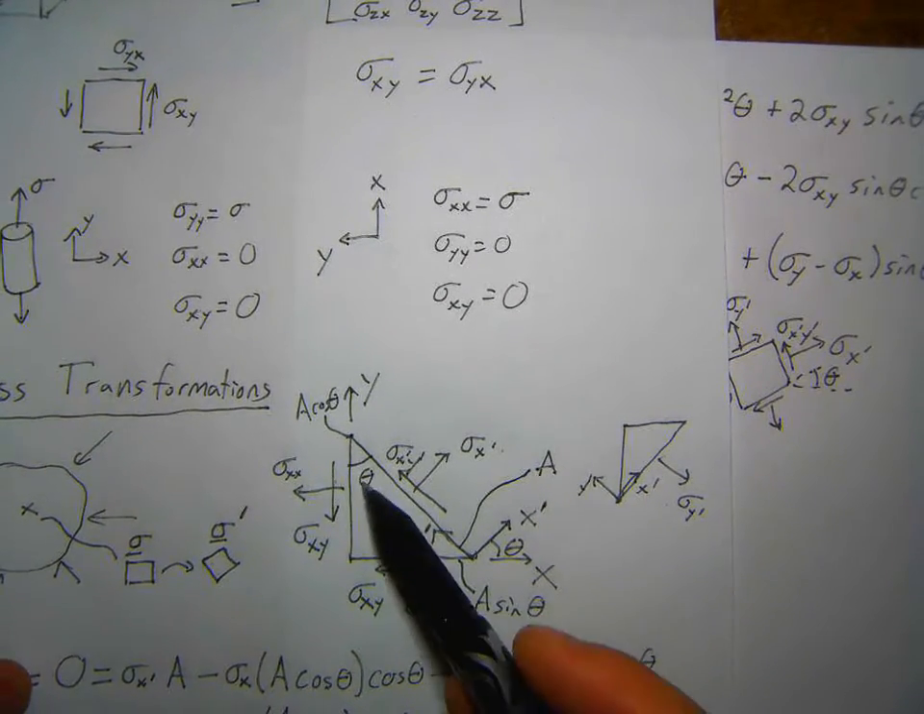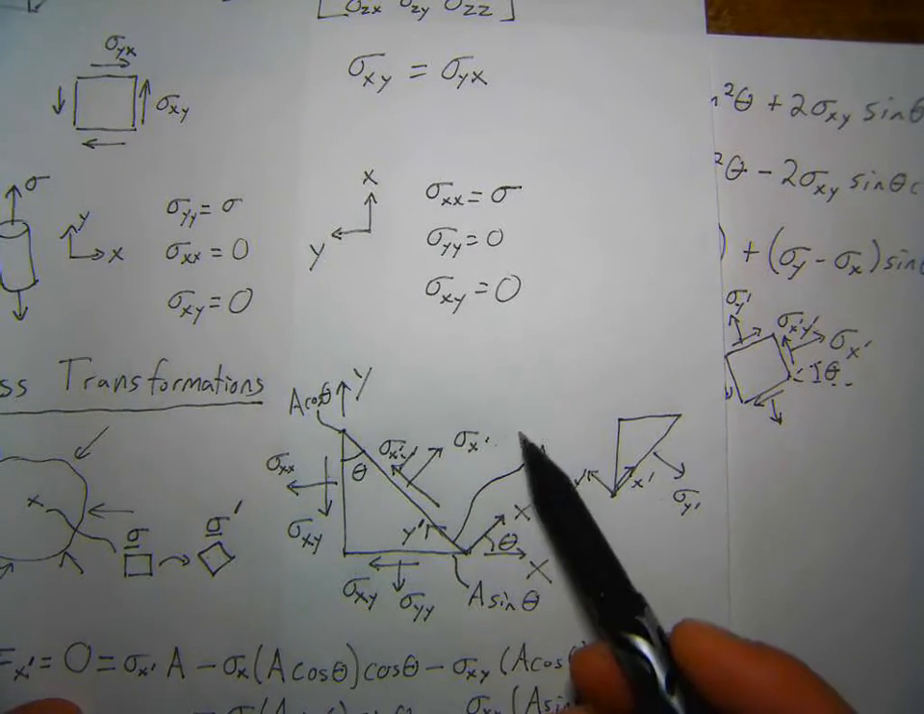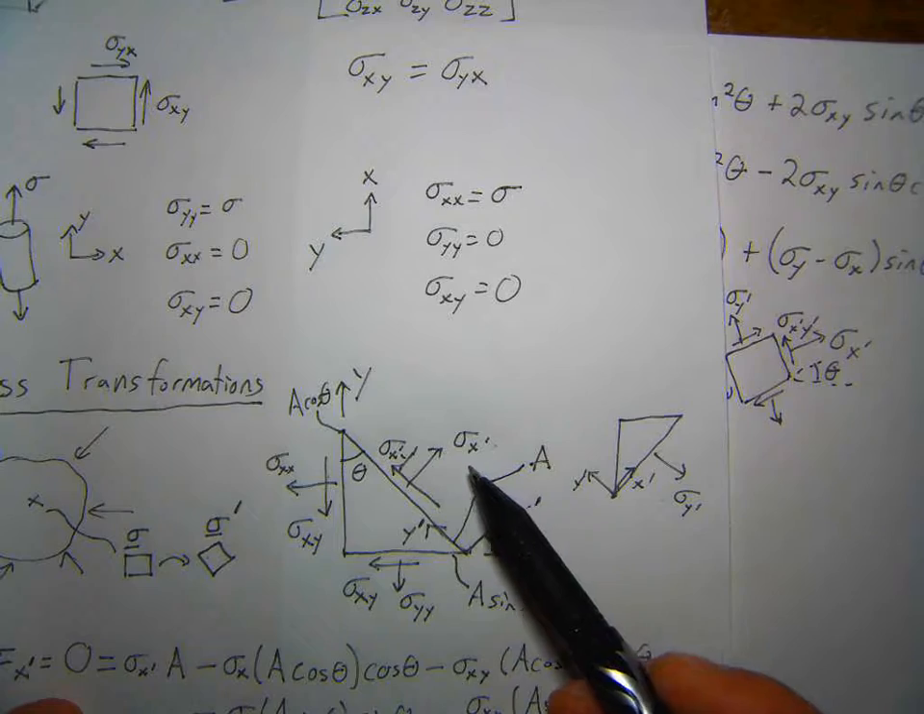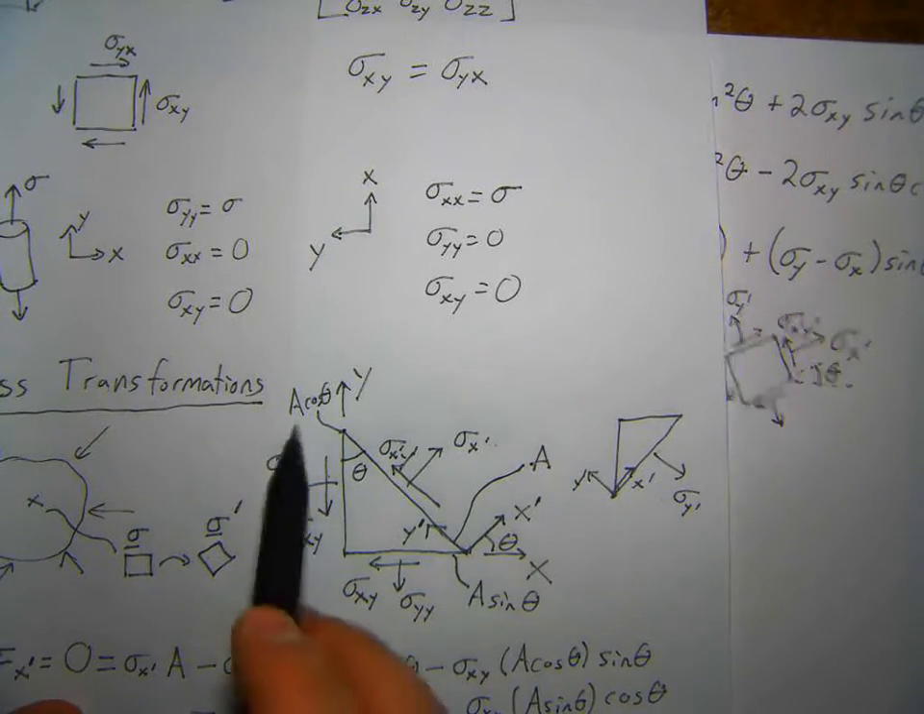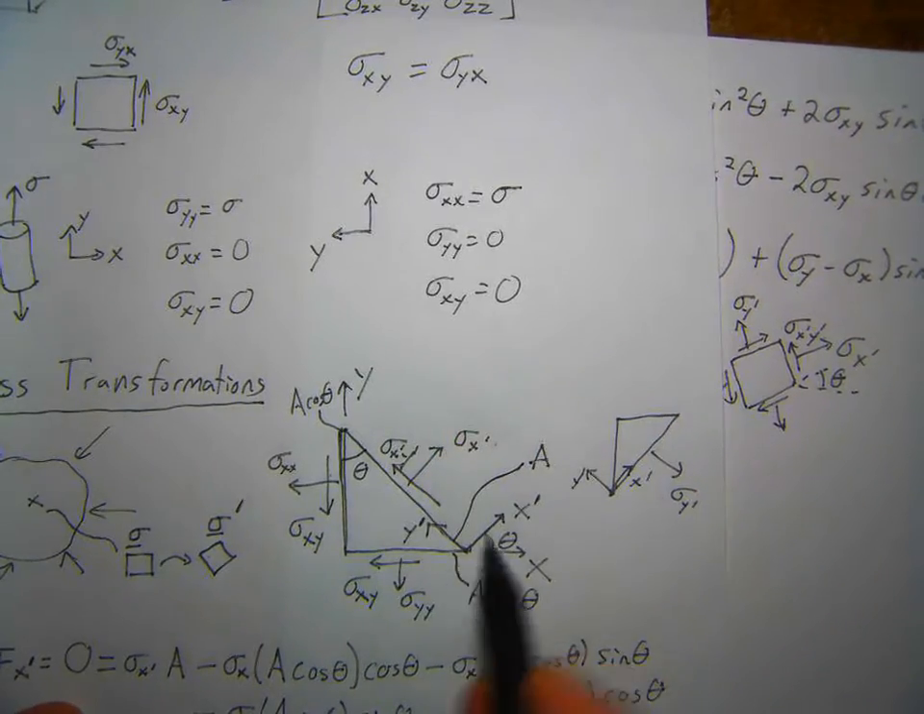Because I have sine equals opposite over hypotenuse, cosine is adjacent over hypotenuse. Oh, I see. Okay. Yeah. So that's A sine, this is A cosine. Yeah, so this A is along that whole face. This sine is along this whole face.